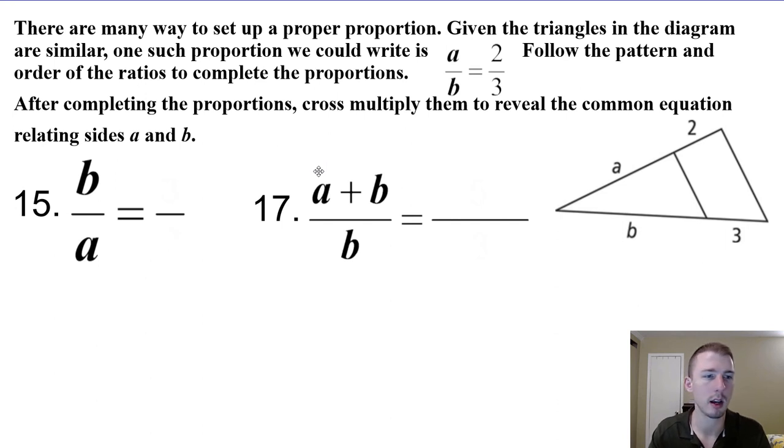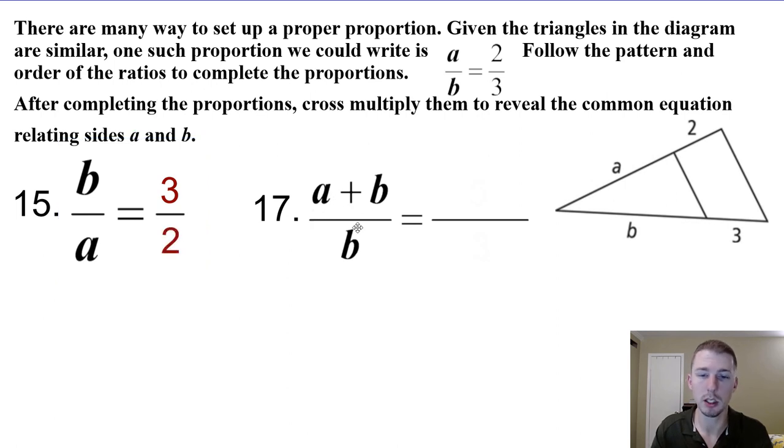All right, there are many ways to set up a proper proportion. Given the triangles in the diagram are similar, one such proportion we could write is a goes to b just as 2 goes to 3. So a goes to b just as 2 goes to 3. That's like the extension beyond that part. Totally fine from the side splitting theorem, by the way. After completing the proportions, cross multiply them to reveal a common equation relating sides a to b. So let's finish these proportions. So 15 says b goes to a just as 3 goes to 2, right? Just follow the pattern, finish the pattern.